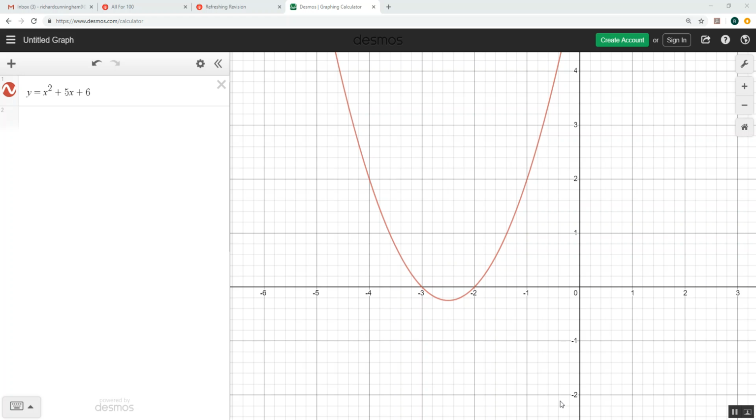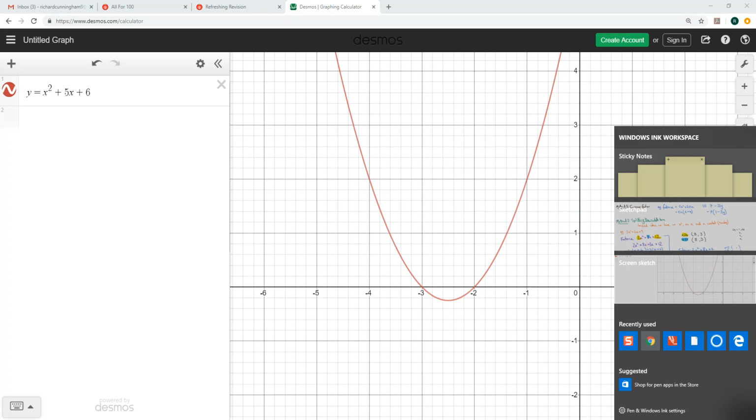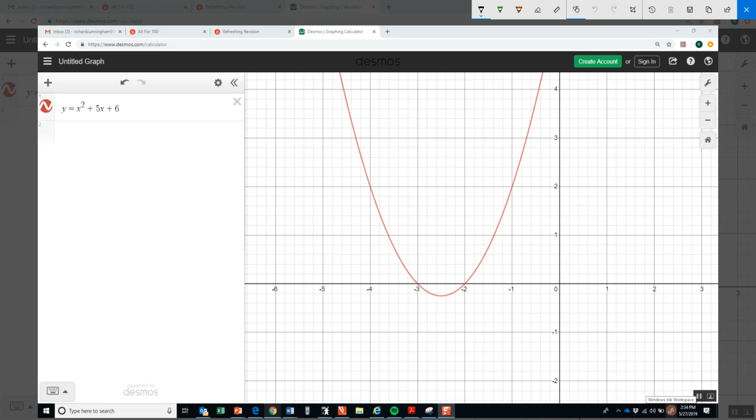What's this point on my graph called? The vertex, good. And it's the minimum turning point. The line of symmetry goes through it.